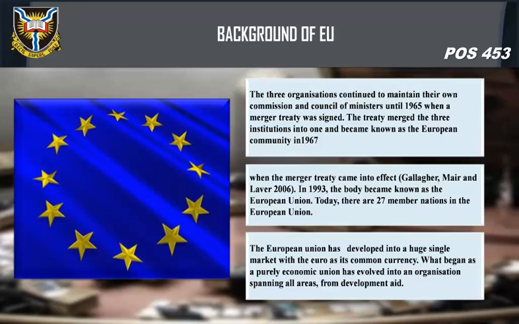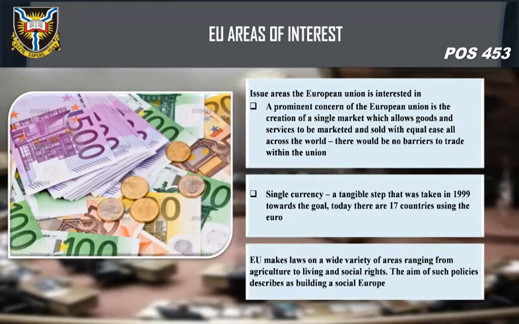What began as a purely economic union has evolved into an organization spanning all areas, from development aid onwards. EU areas of interest. Areas the European Union is interested in. 1. A prominent concern of the European Union is the creation of a single market which allows goods and services to be marketed and sold with equal ease all across the world.